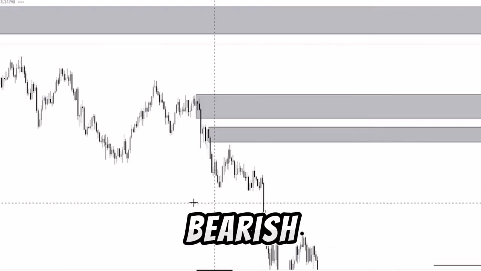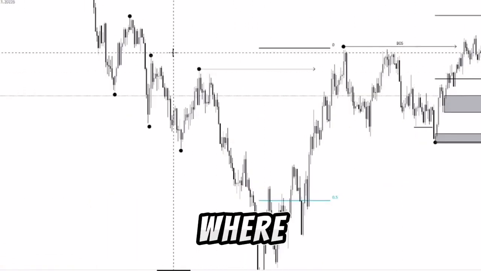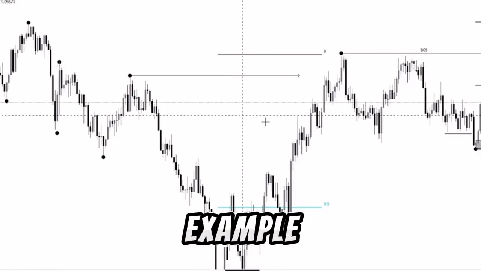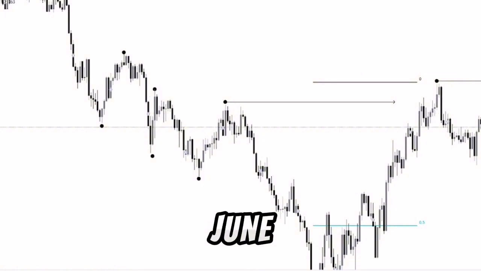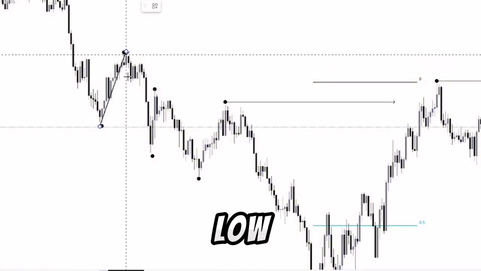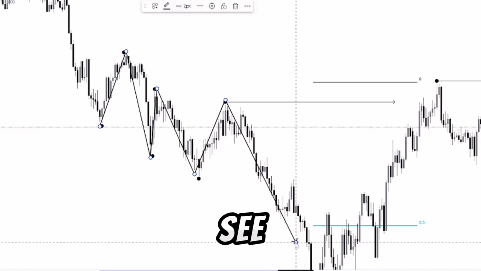So if we now go to a bearish POI over here, we're just going to find one in price. Where can we go? Here we go, here's an example. We see price again. This is now last year's price action, June of 2022. We see a low, a high, a low, a high, and we see price head down.